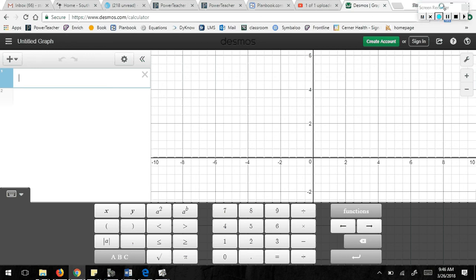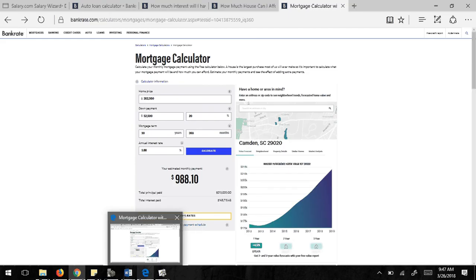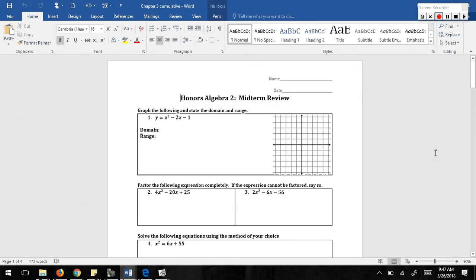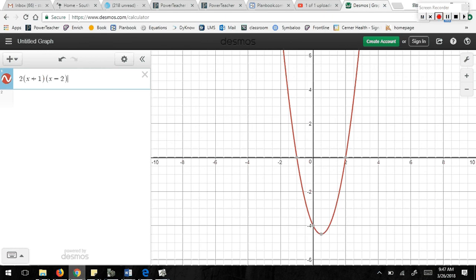Okay, so let me type the equation. If you look down here, you got a little calculator, a little keypad there that'll let you exponentiate and things like that. All right, so I've got 2 parentheses x plus 1 close parenthesis x minus 2. There we go. All right, so if you look, I can see it's crossing at -1 and 2.